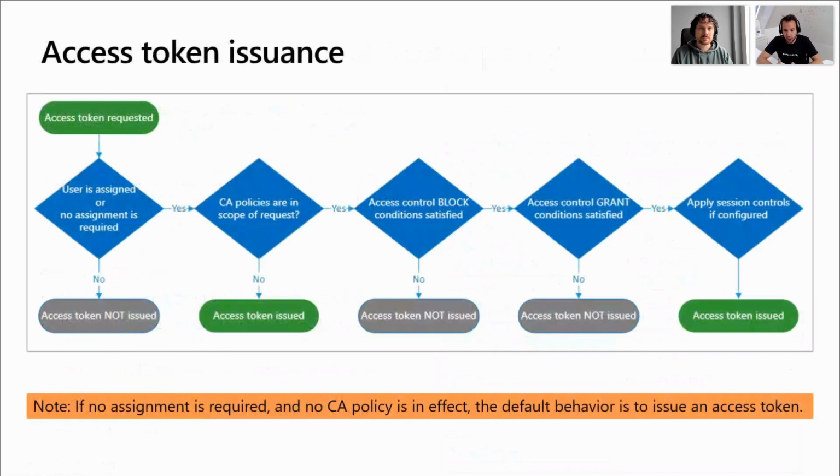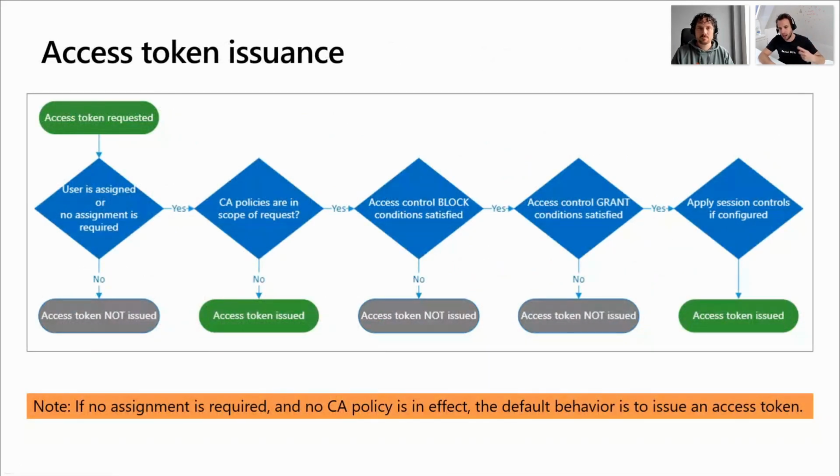So when there's no assignment, if we would go to this flow, so if there's no user assigned, if there's no policy in scope, if access control block conditions are not satisfied, grant conditions, if there's no session controls, you get an access token. So basically what we first do, we look into, is there a user assignment? And then we look at the other conditions. And what you will see soon in the demo is that if you go from top to bottom, that's also basically the way how we evaluate the conditional access policy to see if it applies to you.